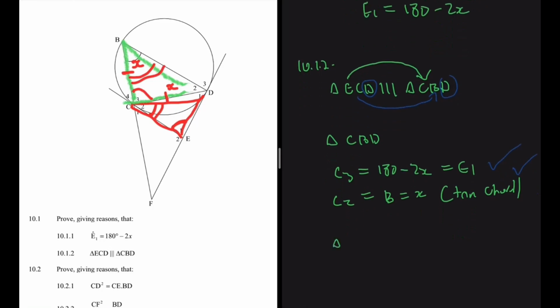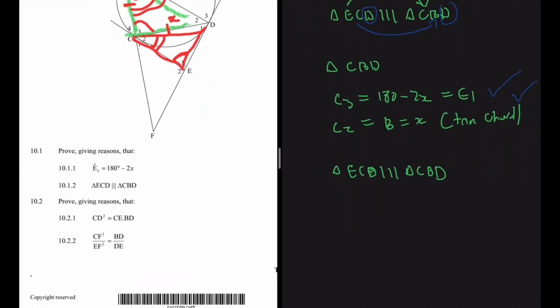We can conclude that indeed ECD is similar to triangle CBD. Pay attention to the letters next time you solve this kind of problem. It always works. And then let's move to 10.2. 10.2 is saying, we have 10.1, which says prove, given reasons. So we have 10.2.1, which is saying that CD squared is equal to CE multiplied by BD, right?